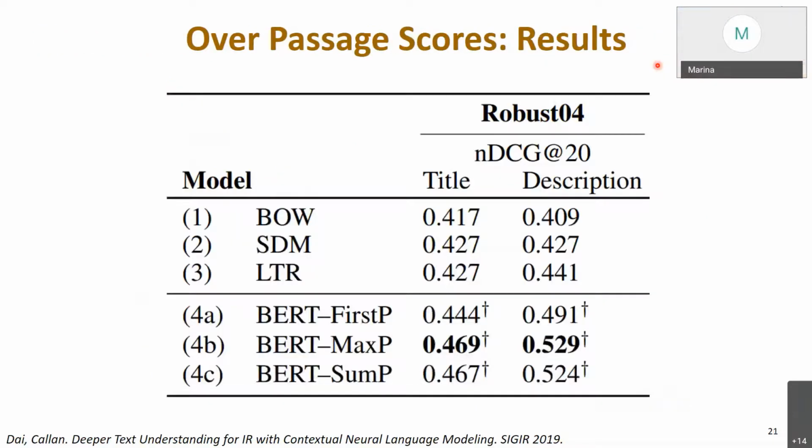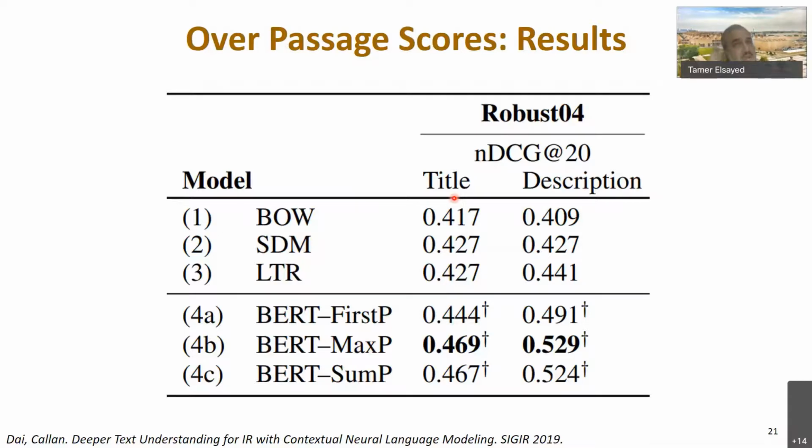Okay. Right. Here are the results of the experiment. Here we have 3 baselines, traditional ranking models, bag of words, sequence dependency model. We didn't actually study this in that course, and learning to rank. So we have 3 baselines, and then we have the 3 variants: BERT first P, BERT max P, BERT sum P.